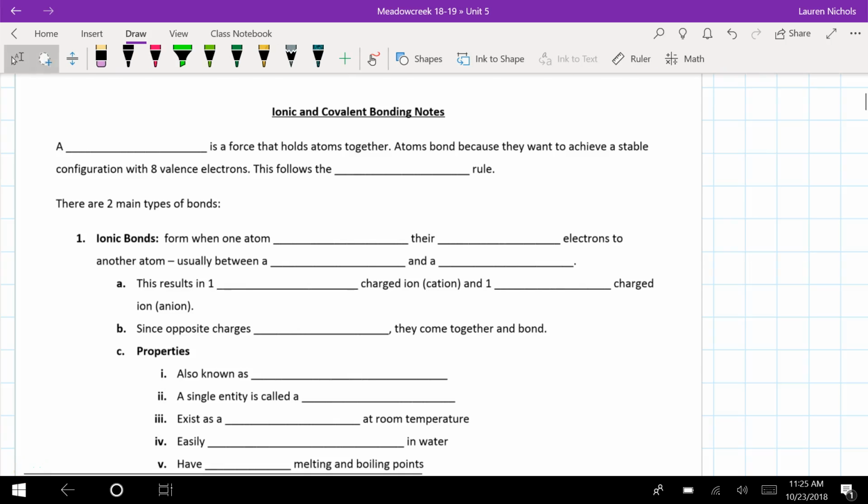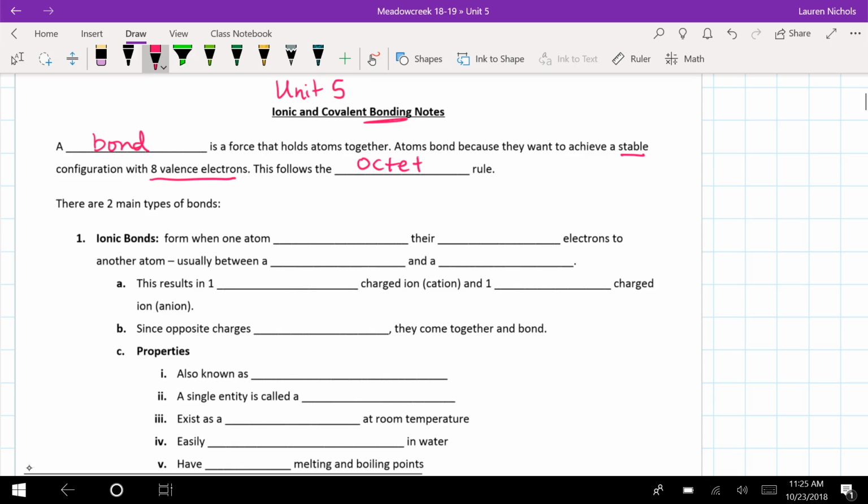Hey guys, so we are in Unit 5, which means we are almost done with first semester. We just have one more unit after this, and it is going to be all about bonding, how atoms create bonds between each other to form molecules and formula units. A bond is a force that holds atoms together, and these atoms bond because they want to achieve a stable configuration with 8 valence electrons. We've talked about this before as following the octet rule. That's something we've been talking about for the past couple units.